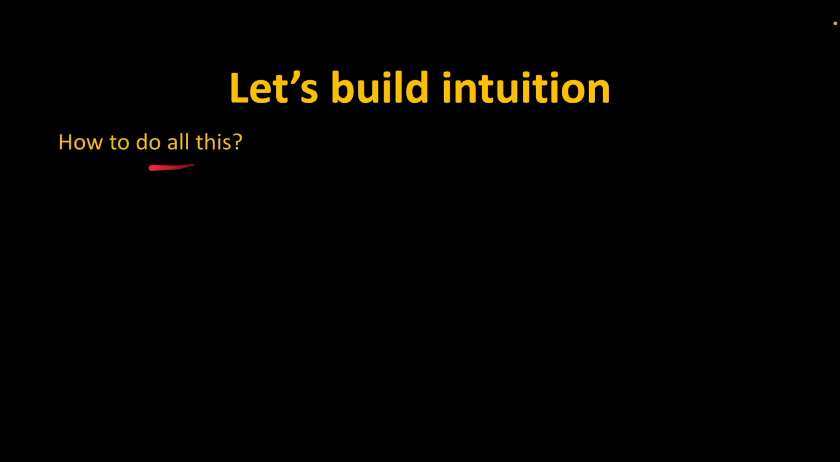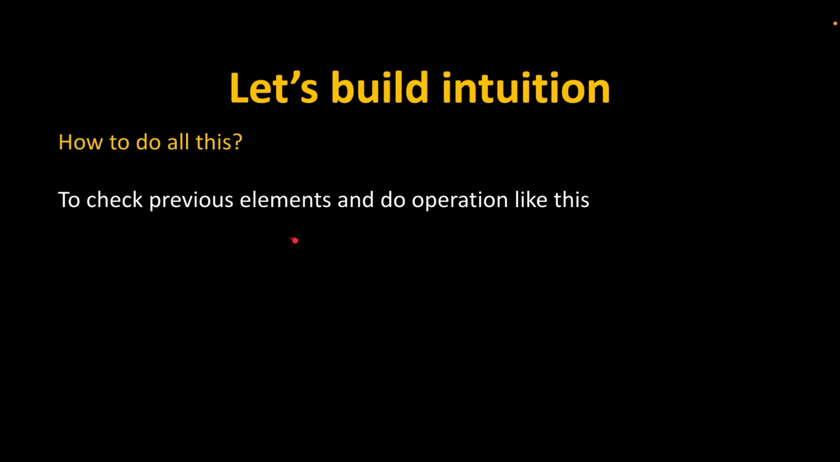But how do we do all of these things which we discussed, like finding the close bracket and making it pair with the open bracket? How do we do the operation like this, where we need to check the previous elements and do the operation and remove the elements? In these types of problems, a stack will come in handy, where we need to check what was the previous element we got and we need to remove it.